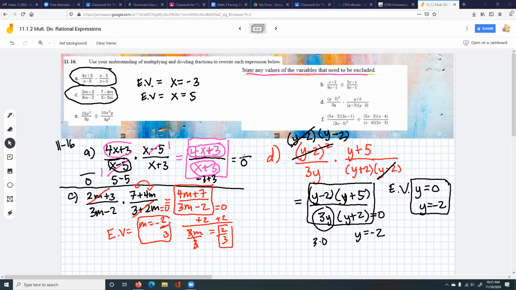Okay, so let's do E and F. I need to clear my screen. If you need to take a screenshot, do that quickly because I've got to clear this.